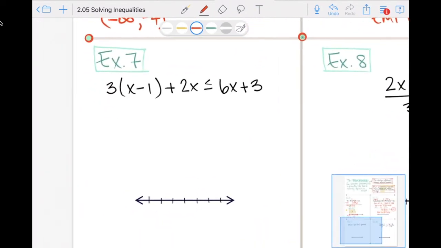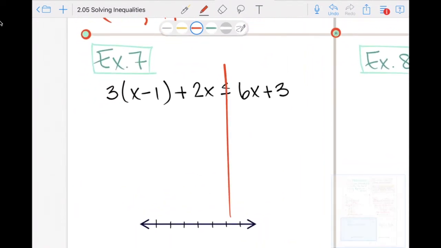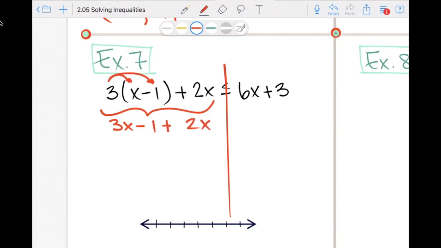All right, let's go on to the next example. So we are going to simplify the expression on the left side of the equal sign. So we can distribute the 3. So we get 3x minus 1, bring down our 2x. We can continue simplifying because we have like terms that can be combined. No inverse operations here. We're just doing 3x plus 2x to get 5x. We'll bring down our minus 1.